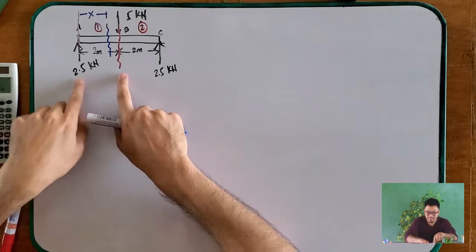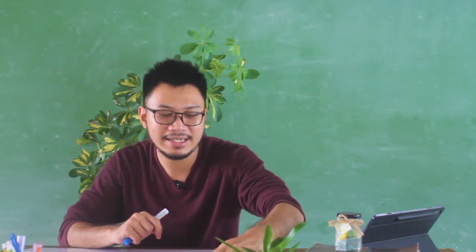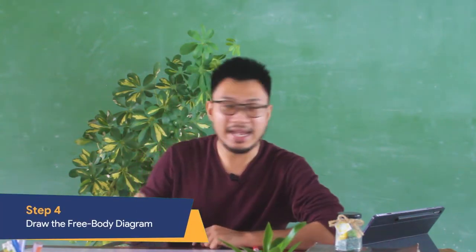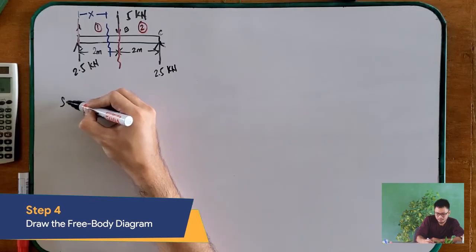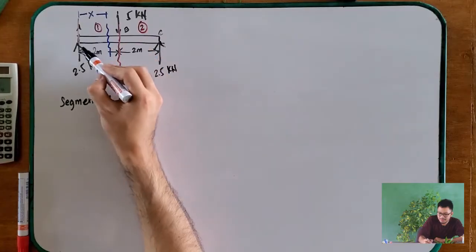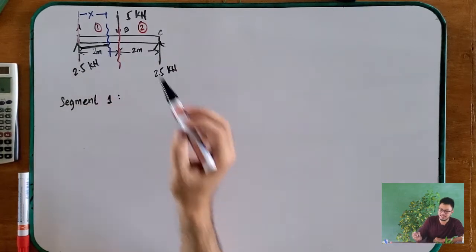Okay? So you cut there where the load changes, and then you make a cut at that point. And you name the distance from the left point, which is point A, to that point of your cut, as x. Okay? And there we draw our free body diagram, and we name it segment 1. So in segment 1, this is our segment 1, the length only up to the cut. Okay, so for segment 1, we draw segment 1.